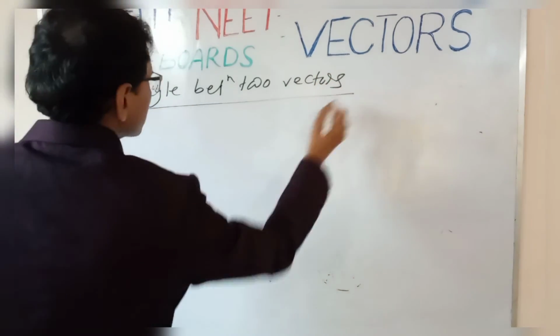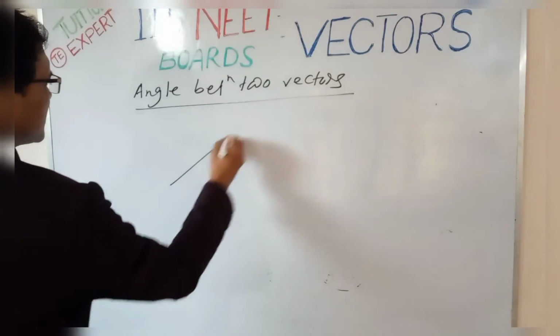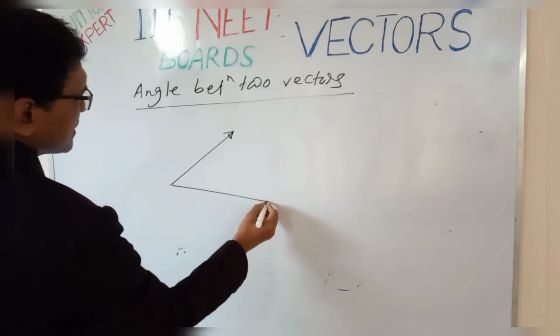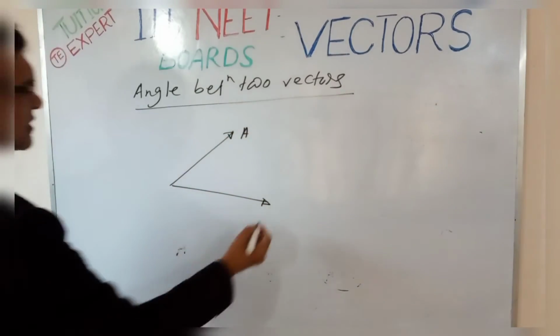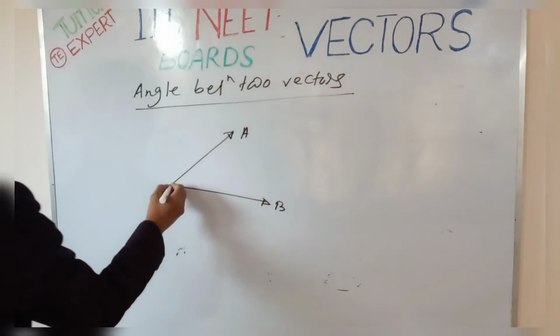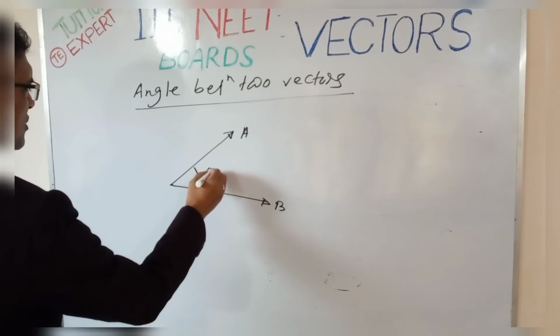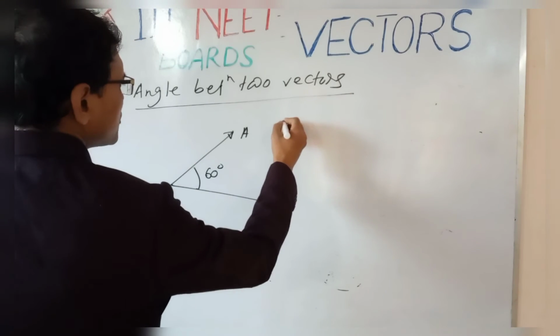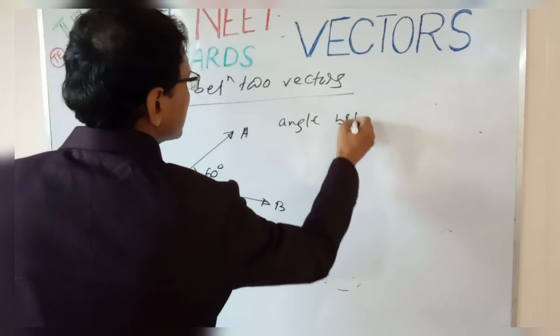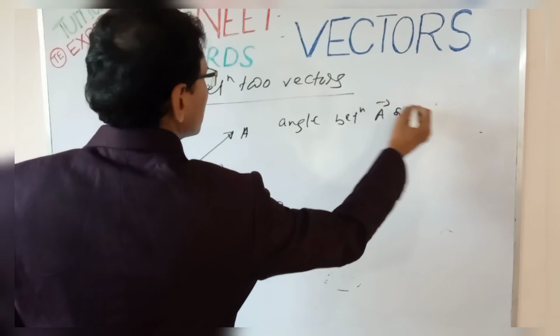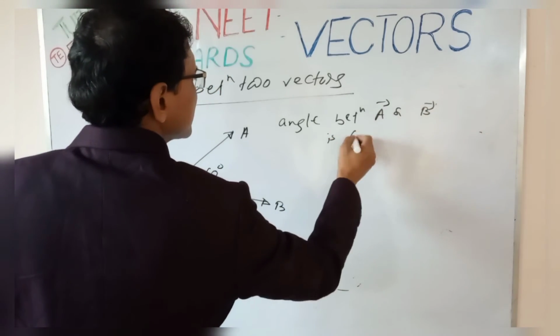Angle between two vectors. Suppose this is a and this is b. Here we can easily say that the angle between them is this angle. Suppose this is 60 degrees. We can say that the angle between a and b is 60 degrees.